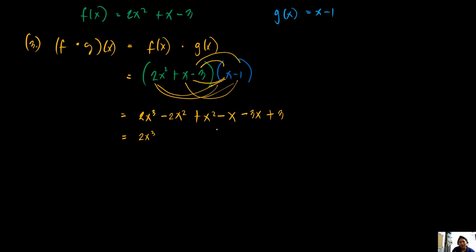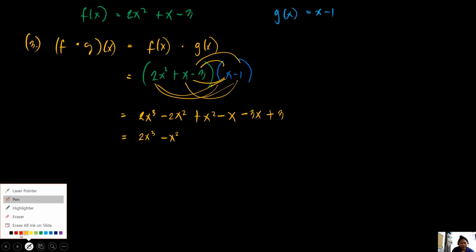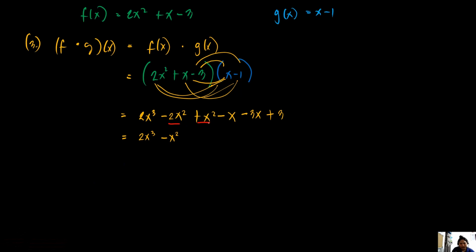What is the like term here? We have x squared. So negative 2x squared plus x squared, we will have negative x squared, since the numerical coefficient of one is greater than the other, so it carries the sign. Okay, so this one, I will put another color so you can see it. Here also, this one and this one, the variable x. So negative x minus 3x, we will have negative 4x plus 3.